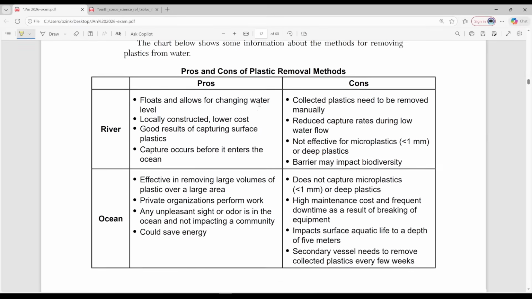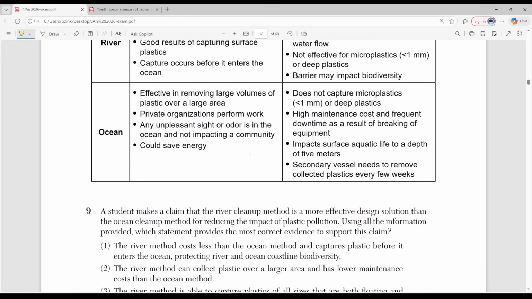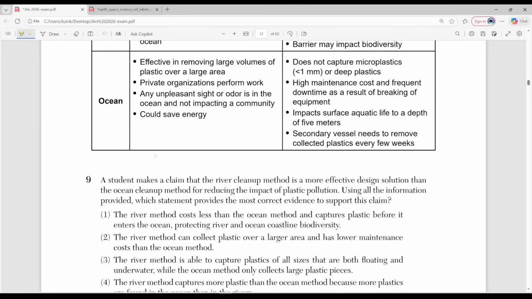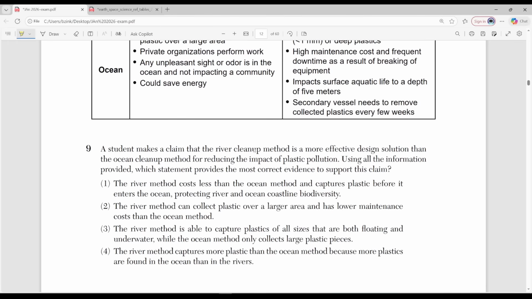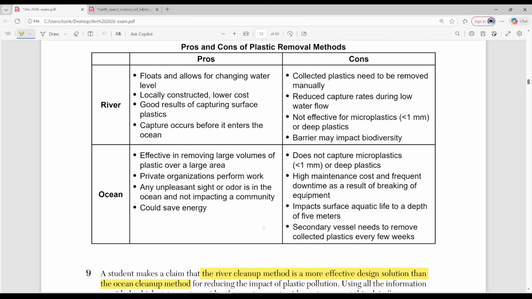Oh my gosh. Honestly, I'm not even reading this. I'm going to come back up to this when they ask a question about it. A student, this is so much reading. A student makes a claim that the river cleanup method is a more effective design solution than the ocean cleanup method for reducing the impact. Using all the information, which statement provides the most correct evidence to support the claim? Of course, I do have to read this now.